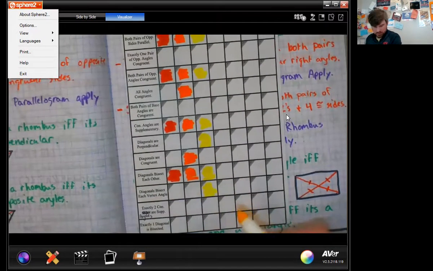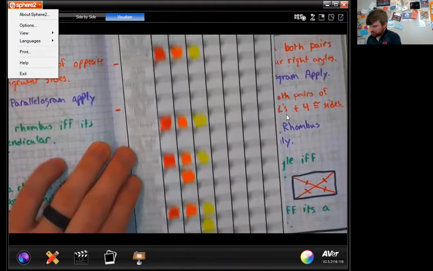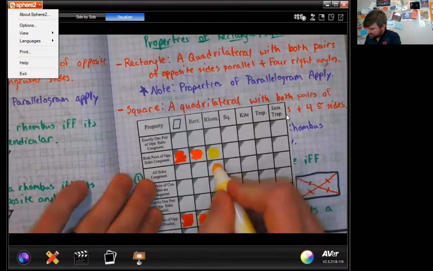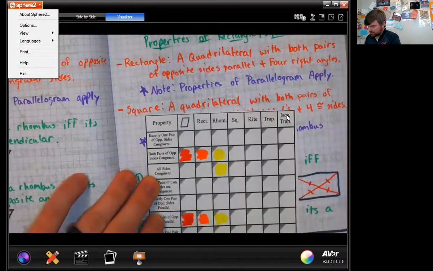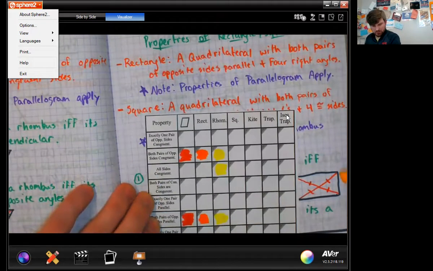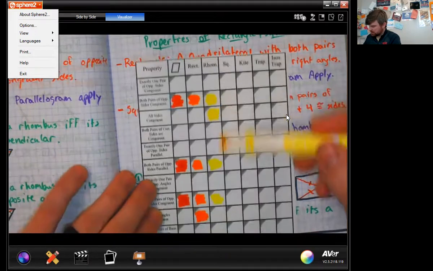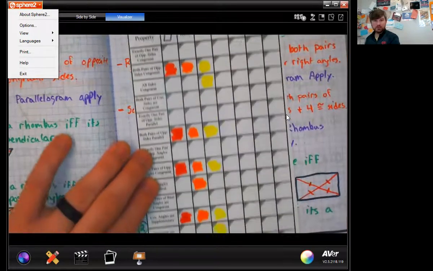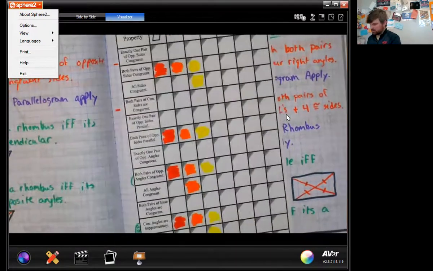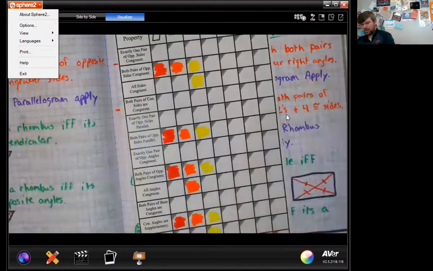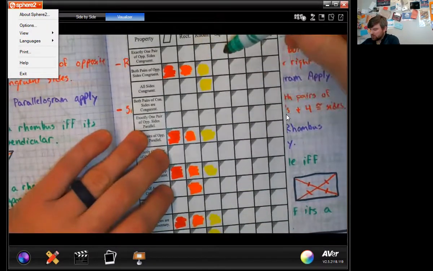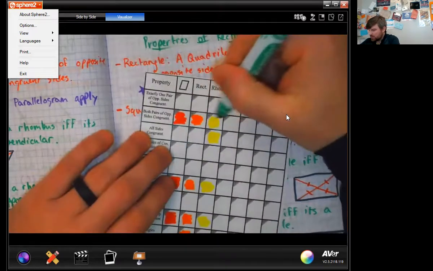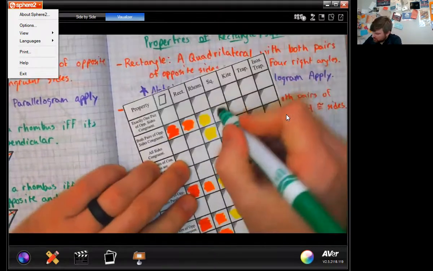Looking at some other properties, the main one is that all sides of a rhombus are congruent. And if you read through there, 1, 2, 3, 4, 5, 6, 7, 8, there should be 8. Yeah, so that's all of them. Then we went to a square, and a square is both a rectangle and a rhombus. So if it's a property of one of those, it's a property of a square.